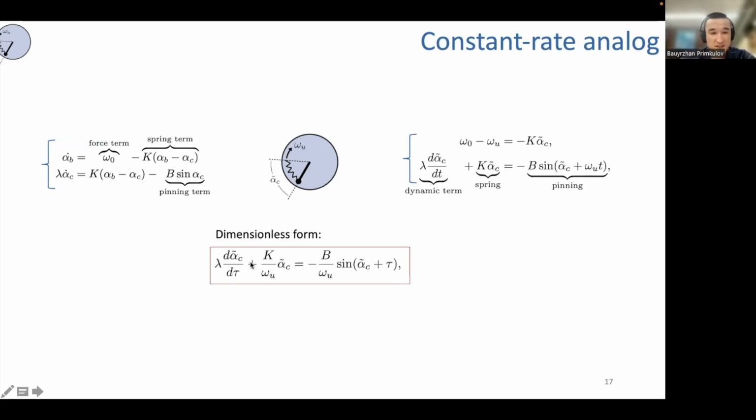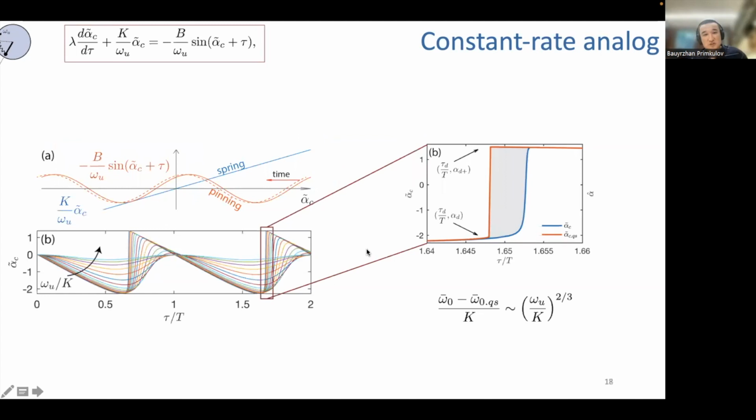So these terms hopefully now look already familiar. So this is a damping term, this is a spring term, and this is a pinning term. Now what we're going to do, we're going to examine this equation in a limit, in the same graphical sense that Degens and people have done before. So what you can do, you can realize that this system is going to behave very differently depending on the relative magnitude of the spring term and the pinning term.